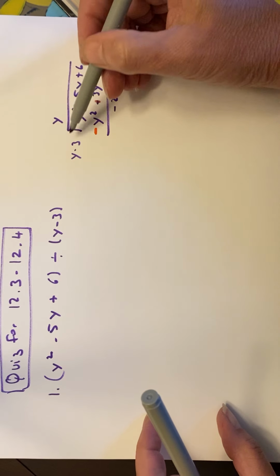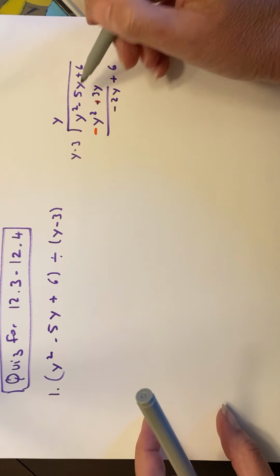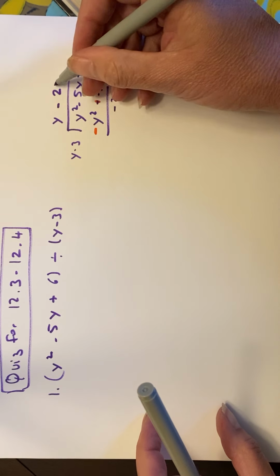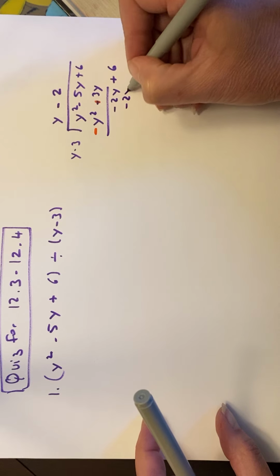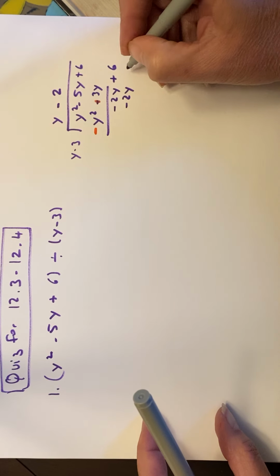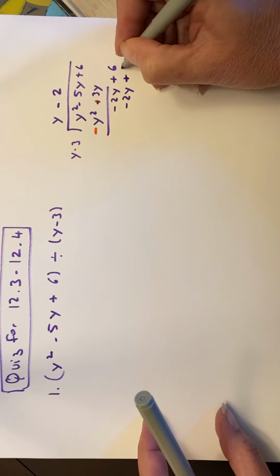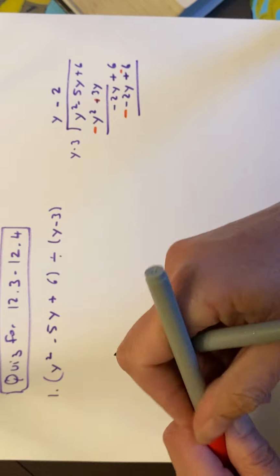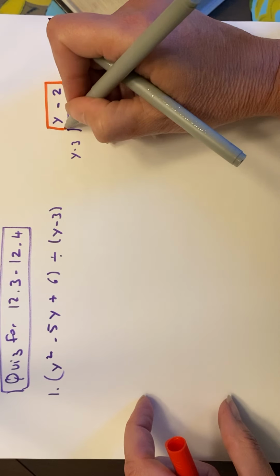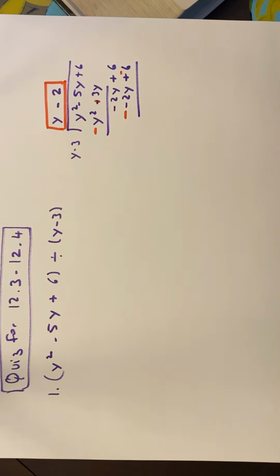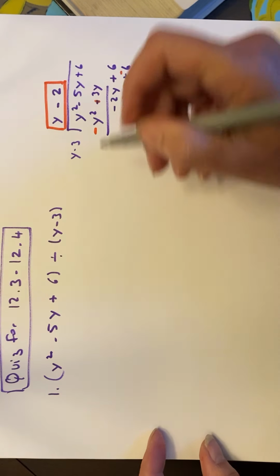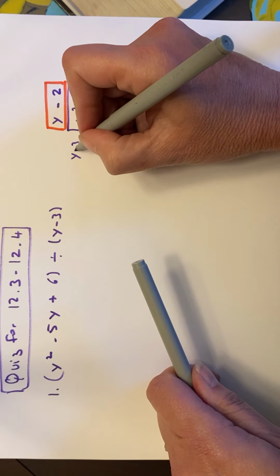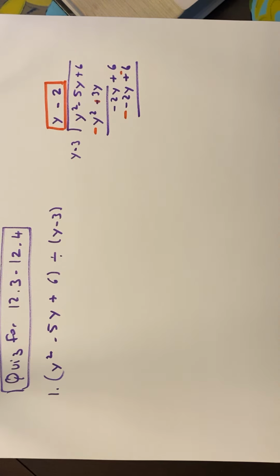How many times now does y go into negative 2y? It goes negative 2 times. Negative 2 times y gives me negative 2y, and negative 2 times negative 3 gives me a positive 6. I change all my signs and get a 0 remainder. So my answer is y minus 2. Now, if I had a remainder, you'll remember we just add the remainder over y minus 3. Okay?